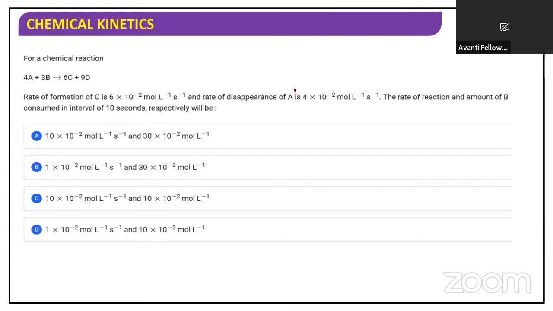नेक्स्ट देखो। So for the chemical reaction 4A plus 3B gives us 6C plus 9D, right? The rate of formation of C is 4 into 10 raised to the power minus 2 mole per liter second inverse. And the rate of disappearance of A is also given. What is the rate of reaction and the amount of B consumed in the interval of 10 seconds respectively? Then we are going to calculate the amount of, ठीक है?